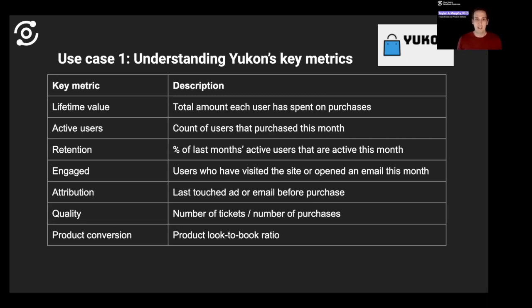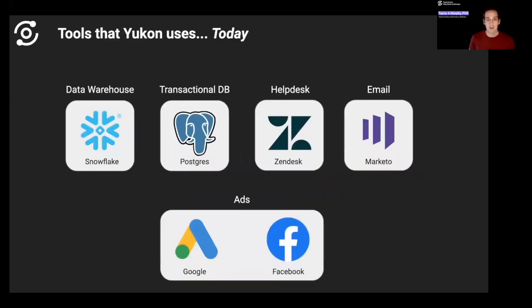From here, you can back solve to what data sources we are going to be pulling from to actually answer these questions. And so these are the tools that UConn is using today and what we're pulling from. We know we're going to Snowflake as our data warehouse. We're pulling from a transactional DB, in this case, Postgres. And then we've got a variety of different SaaS tools such as Zendesk and Marketo, and then some ads tools as well for Google and Facebook.